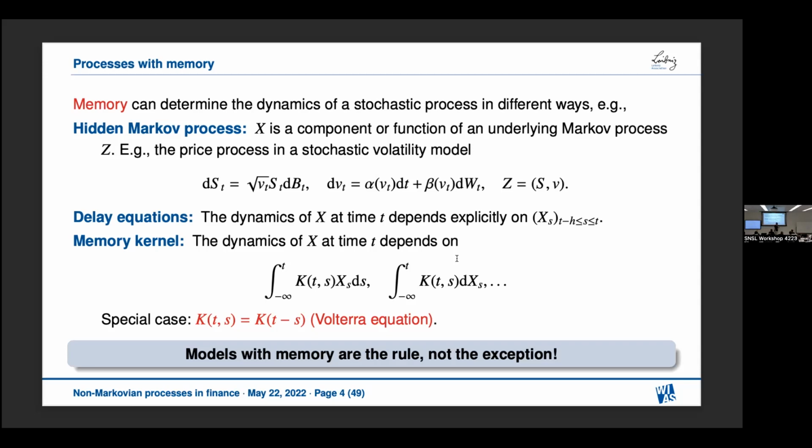In other words, if your task is to model a certain phenomenon occurring in nature or in society or wherever, you shouldn't have to justify the use of a model which is non-Markovian. You should justify the assumption that the phenomenon behind is actually Markovian.